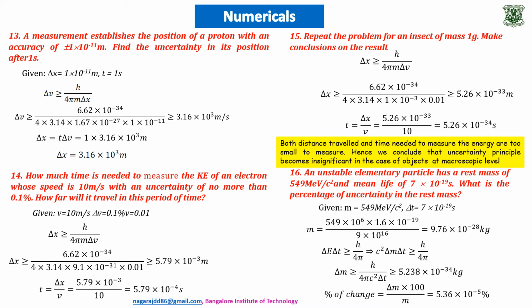So that is the uncertainty in the measurement of the mass. When it comes to percentage of uncertainty, it is change in the value divided by original value into 100. So therefore it is 5.36 into 10 power minus 5%. Just for the sake of curiosity, do this problem for a particle of mass 10 kg, and convince yourself and see the difference between macroscopic and microscopic levels.